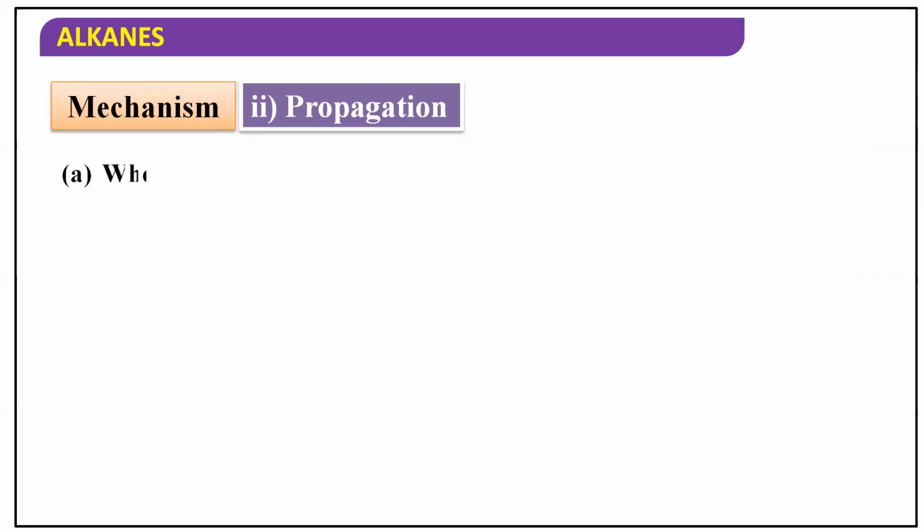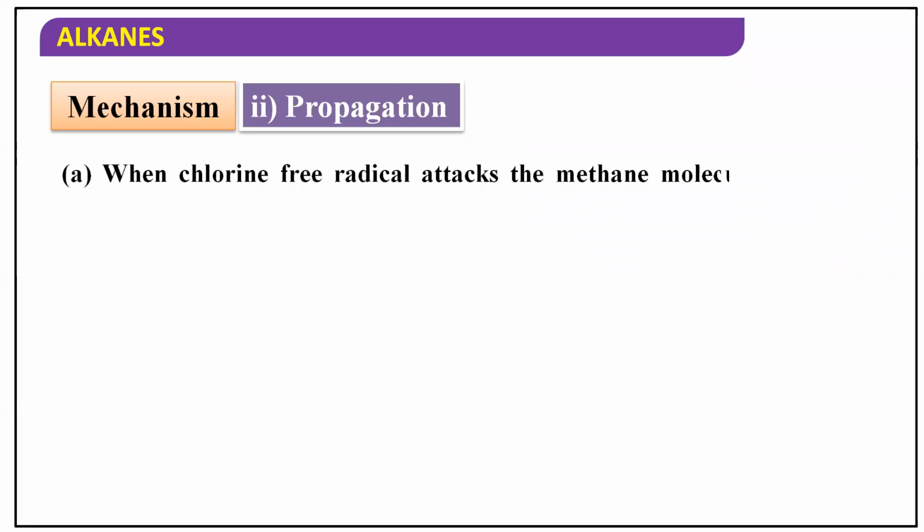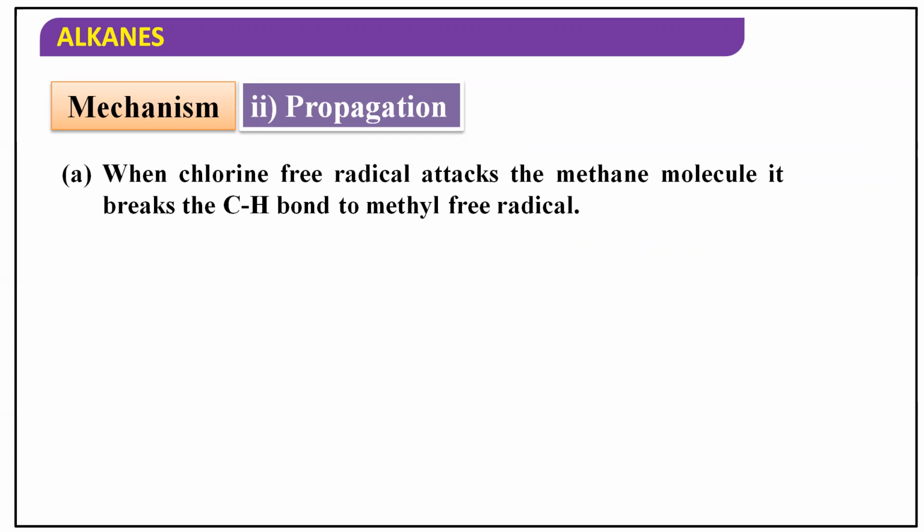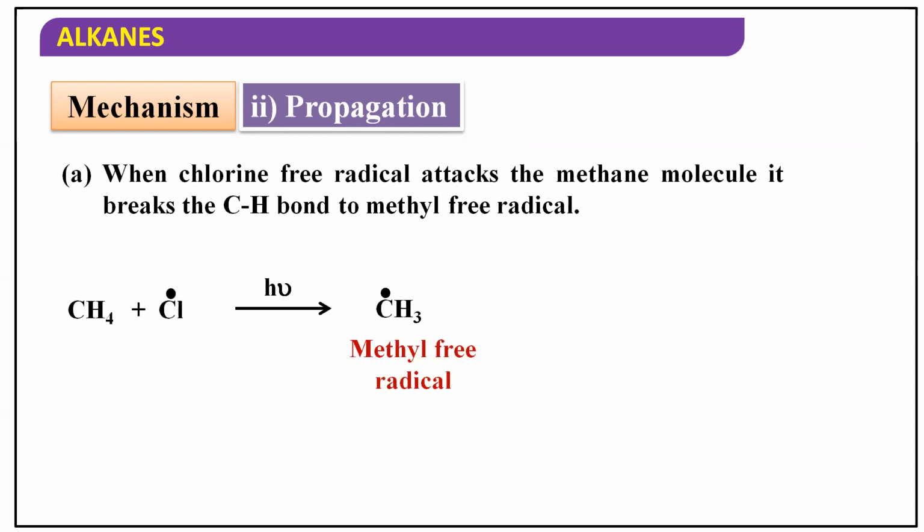So the molecule we already know. Now the chlorine free radical is there, and the methane molecule. It will attack, and then a methyl free radical will be formed. It will take that H from there, and HCl will be formed. So the methyl free radical is formed, right?